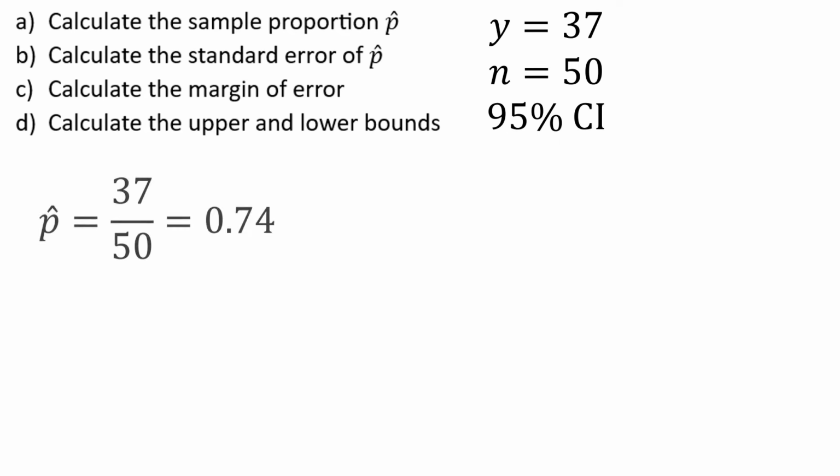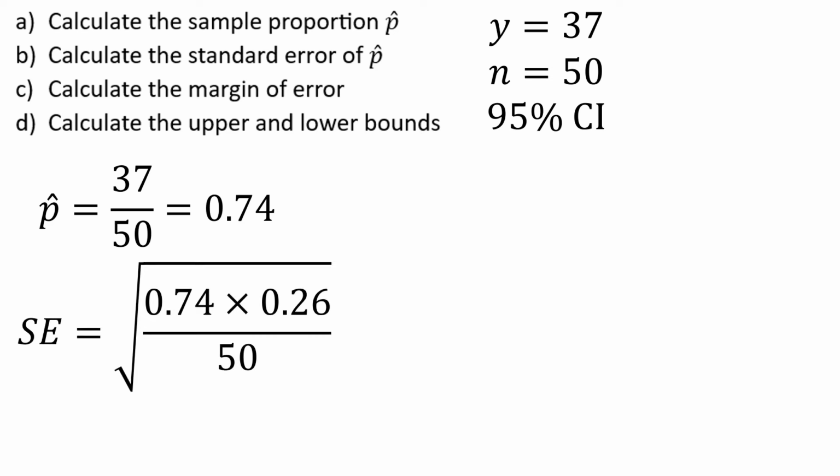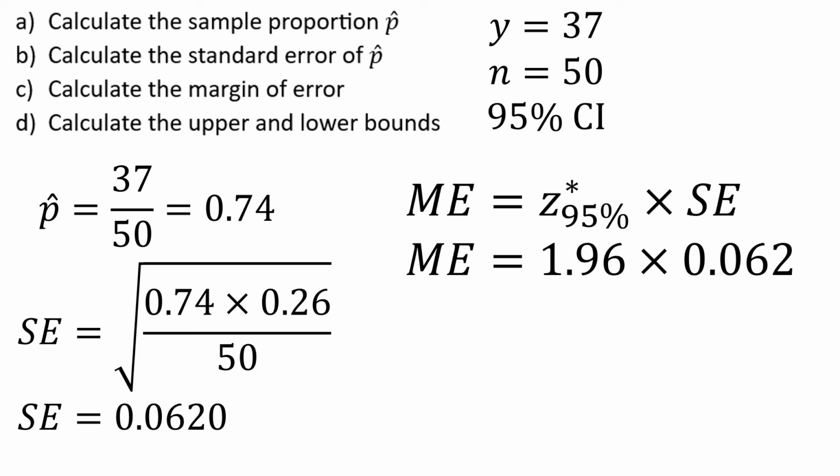So calculating, p hat is just 37 over 50, that's 0.74. The standard error is a function of that value and also of the sample size. That turns out to be 0.0620. And so the margin of error, it's the critical value times the standard error. The critical value for 95% is 1.96. The standard error, we calculate it. And so we get a margin of error of 0.1215.